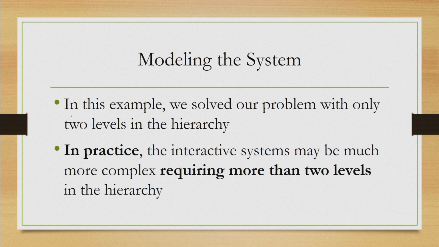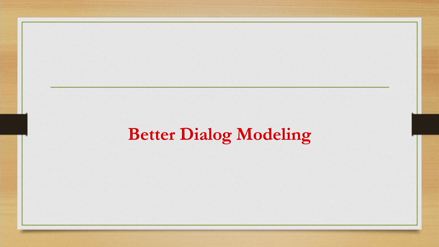Now, in this example, we have solved our problem with only 2 levels in the hierarchy. However, in practice, the systems are much more complex than the example system, as I am repeatedly saying, and 2 levels may not be sufficient, and you probably have to go for many more levels and many more sub dialogues. Can we do any better?